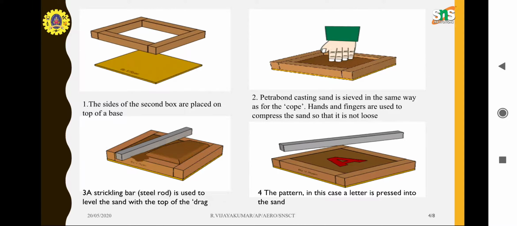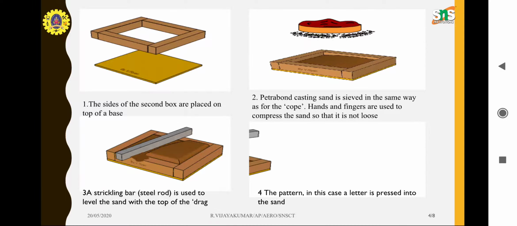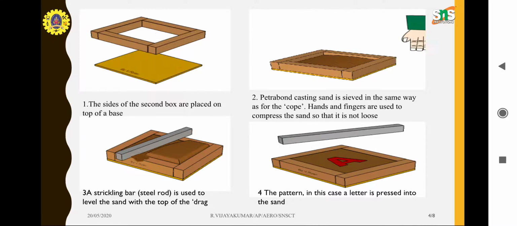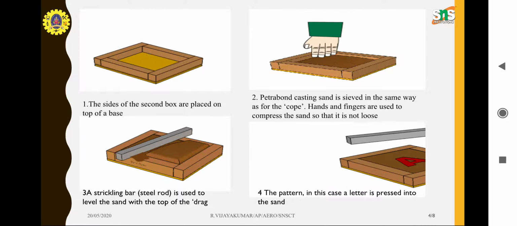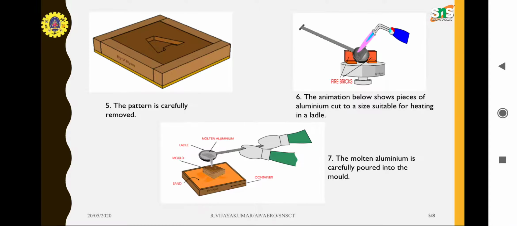Next, we are going to place the pattern, the letter A. You can see the letter A pattern clearly. We are going to keep the pattern in the middle part of the sand. Then next, we are going to remove the pattern carefully from the sand.